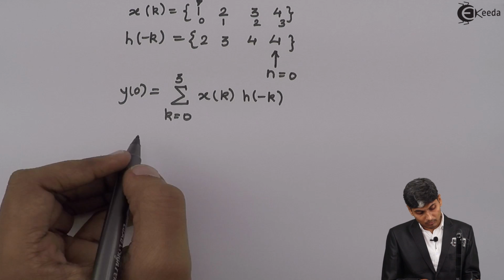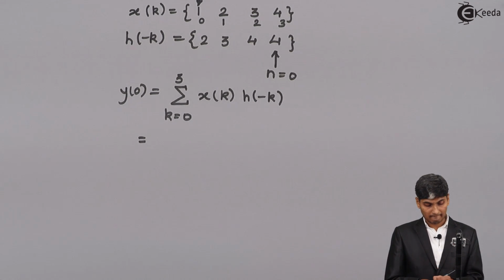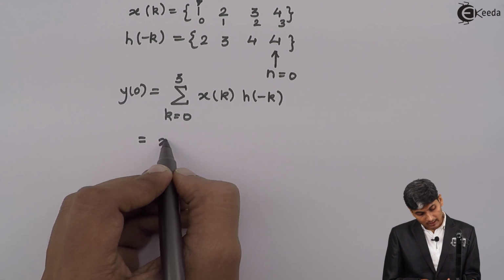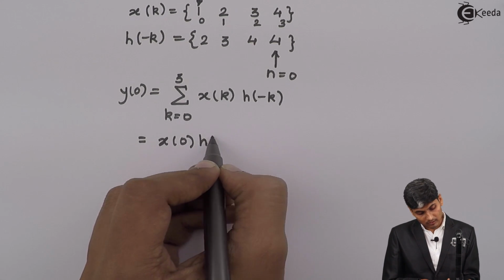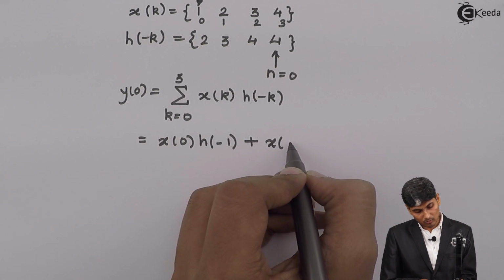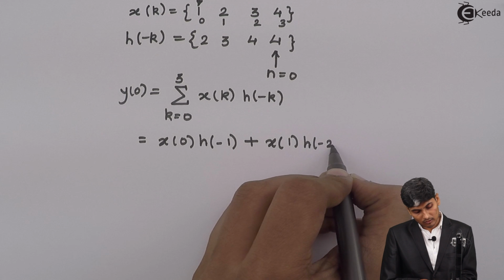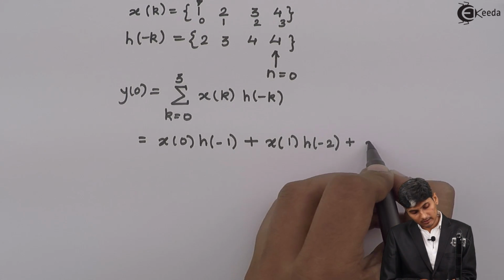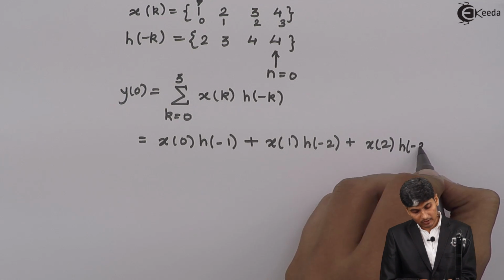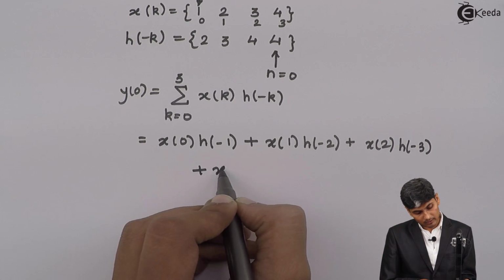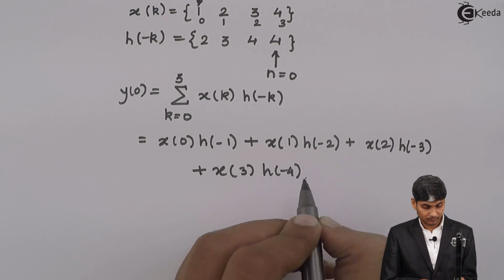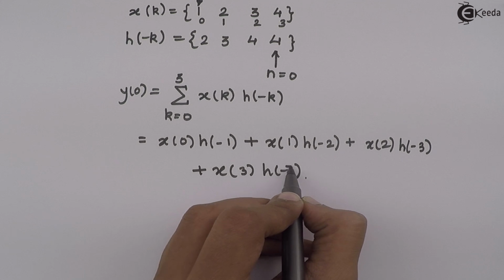Okay. Now, you put the values of k. When I put the value of k, what will I get? I will get x of 0 first, h of minus 1, plus x of 1, h of minus 2, plus x of 2, h of minus 3, plus x of 3, h of minus 4, sorry, minus 3.